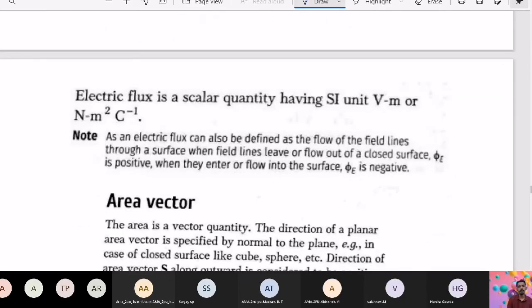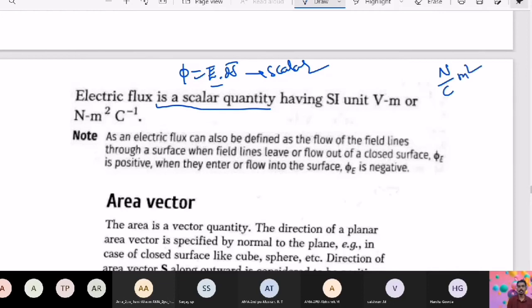And as electric flux is just the number of field lines, it is a scalar quantity. Electric flux means dot product, but the result of a dot product must be what? Scalar. And what will the unit be? Electric field means Newton per Coulomb and area means meter square, or else electric field in another unit will also come, but that we will study later. For now, remember this unit: Newton meter square per Coulomb. So that is electric flux.